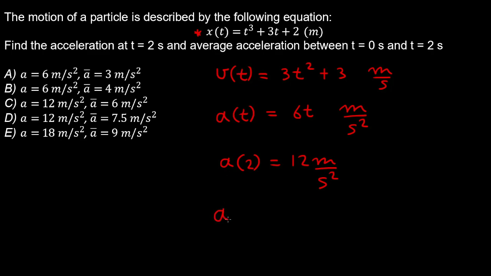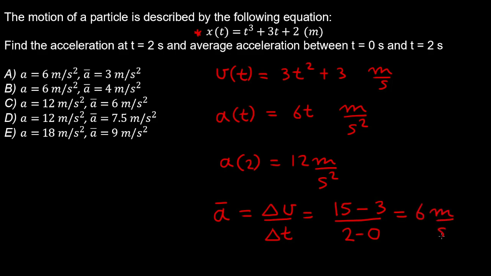and the average acceleration is the change in velocity on the change in time. So at 2 seconds, the velocity is 15 meters per second, and at 0 seconds, the velocity is 3 meters per second, and delta t is 2 minus 0 seconds. So that gives 12 on 2, or 6 meters per second squared. So the correct answer is C.